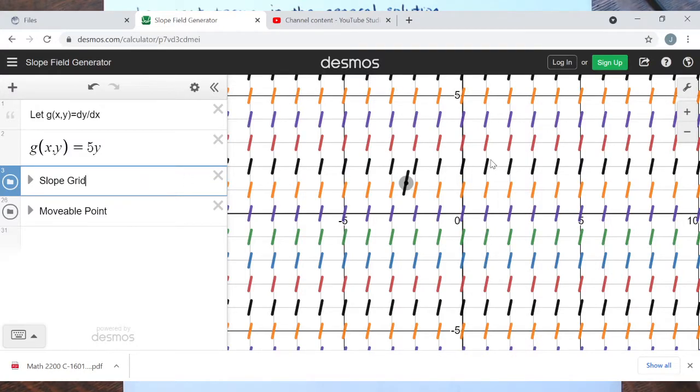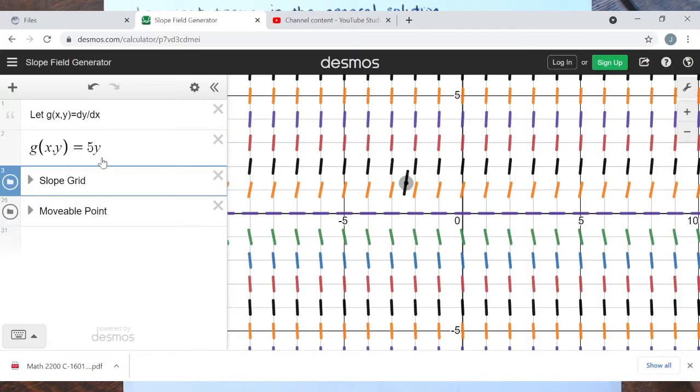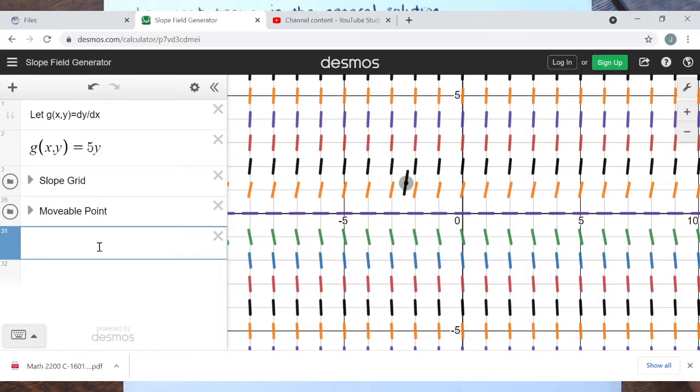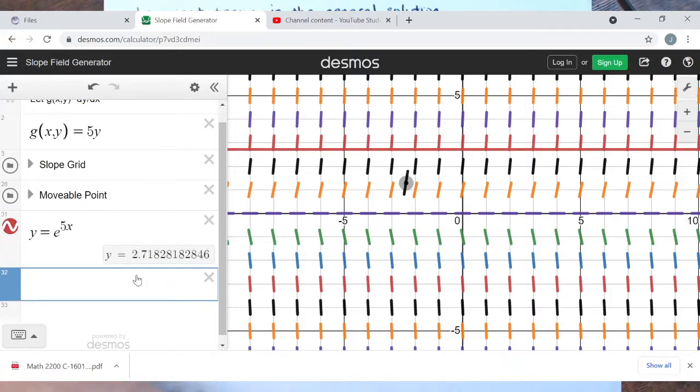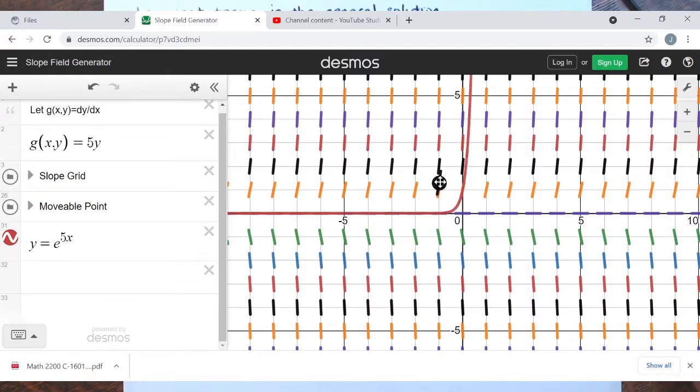All right, so there we go. Slope field where dy/dx is equal to 5y. And then I'm just going to graph y equals some constant times e to the 5x. Now, I'll just have the constant be 1, y equals e to the 5x, and you can see this red graph popping up here. See how it follows the slope field pretty well?